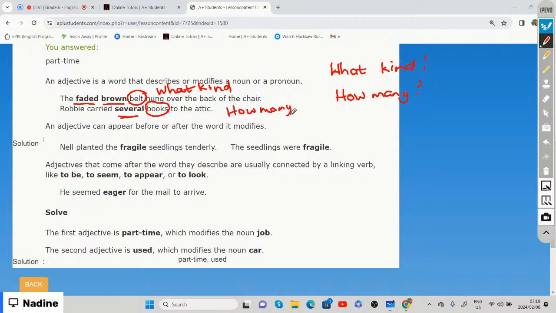So, an adjective is a word that describes or modifies a noun or pronoun, right? With adjectives, you need to ask yourself questions like what kind of something is it and how many of whatever is it.